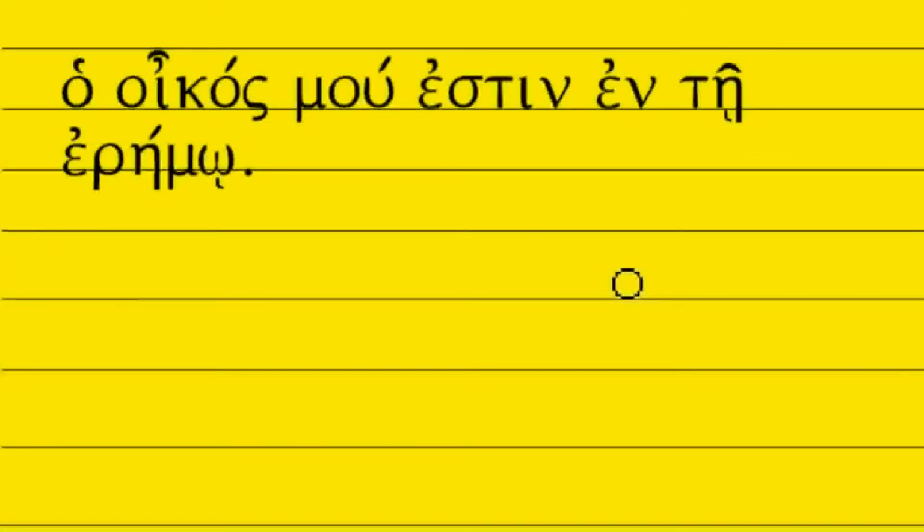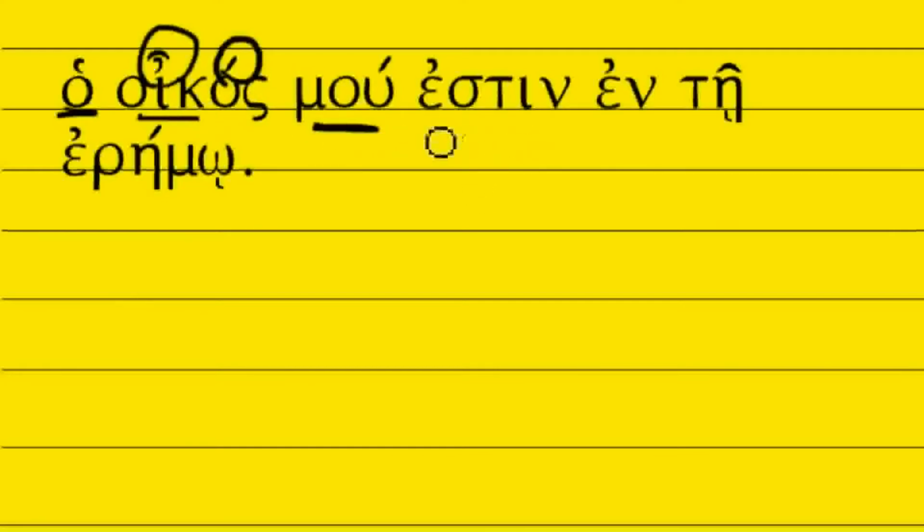Second sentence in the composition, my house is in the desert. My house is in the desert gives us some new opportunities to explore the rules of accent. Ho, of course, the. Oikos is normally accented with a circumflex on the penult. Here we find it's followed by mu. Mu would normally be enclitic. And you recall when you have a circumflex on the penult followed by an enclitic, then you add an acute on the ultima. So it's going to be oikos mu.